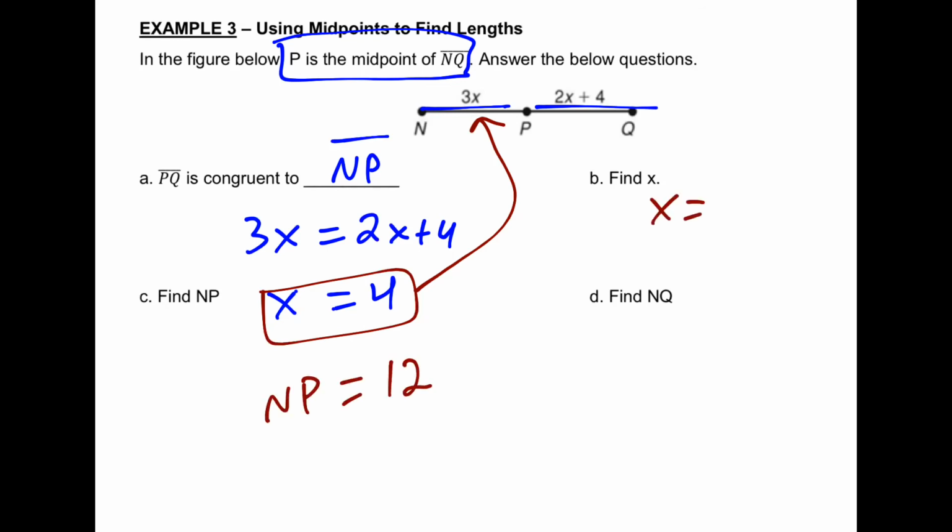And we already found that x is 4. If we wanted to find NQ, you could separately plug in 4 for x here as well. 2 times 4 plus 4, which is also 12. But if we know one of these lengths, we know the other. P is the midpoint. It divides the whole thing in two. So if NP is 12, then NQ is going to be 24.